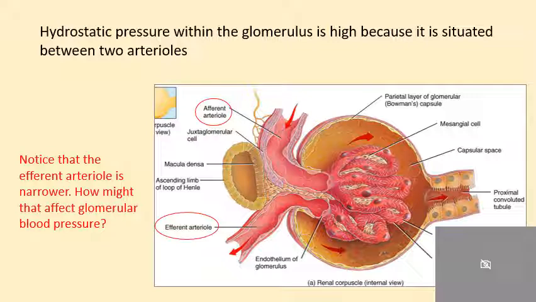Arterioles have smooth muscle in their walls, and so they are able to change their diameter. They can vasodilate and get wide. They can vasoconstrict and become more narrow. And the dilation and narrowing of the afferent and efferent arterioles can help maintain high glomerular hydrostatic pressure.